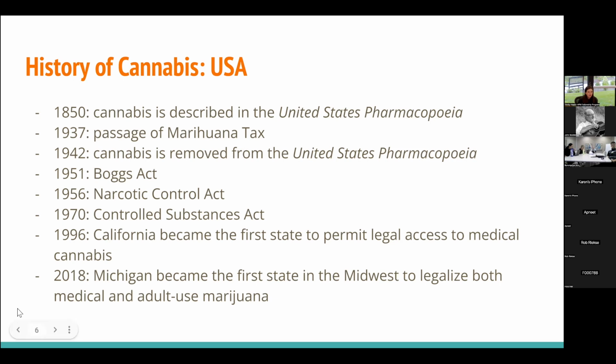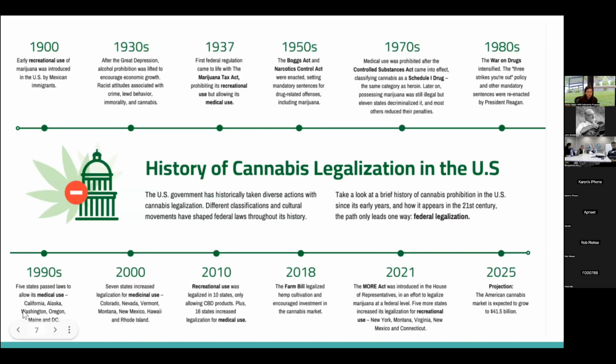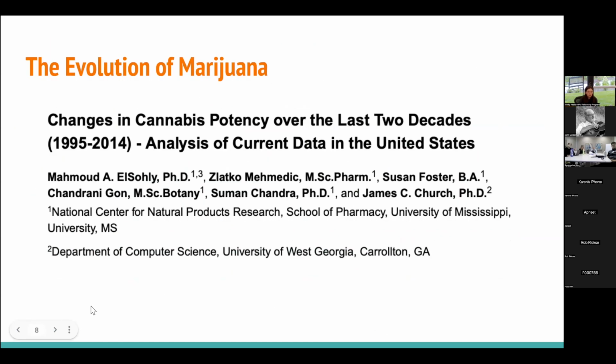In 1996, California became the first state to permit legal access to medical cannabis. And since then, as we know, many other states have granted legal access to both medical cannabis and recreational use. In 2018, Michigan became the first state in the Midwest to legalize both medical and adult use marijuana. So again, that timeline was just a brief picture of everything I talked about in regards to the different acts and how they fit into the United States.